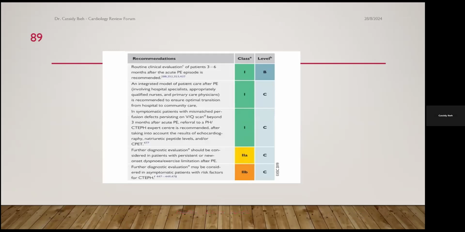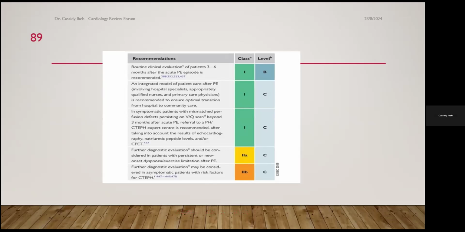Now, routine clinical evaluation of a patient 3 to 6 months after the acute PE episode is recommended. Just a class 1 indicator: an integrated model of patient care after PE, involving hospital specialists and appropriately qualified nurses, is recommended to ensure optimal transition from hospital to community. Another class 1 indication is that in symptomatic patients with a mismatched perfusion defect persisting on a VQ scan beyond 3 months after acute PE, referral to a pulmonary hypertension or CTEPH expert center is recommended, after taking into account the result of echocardiography, the peptides and also.